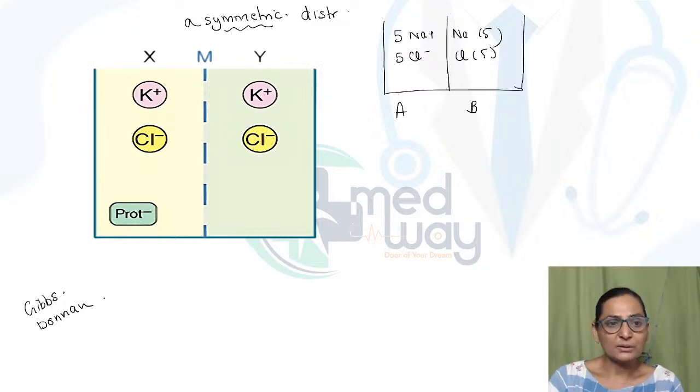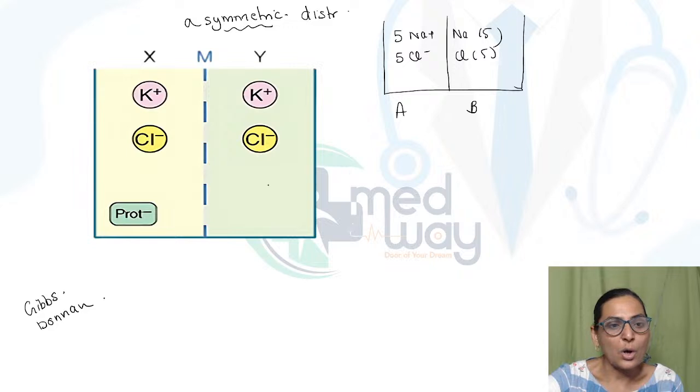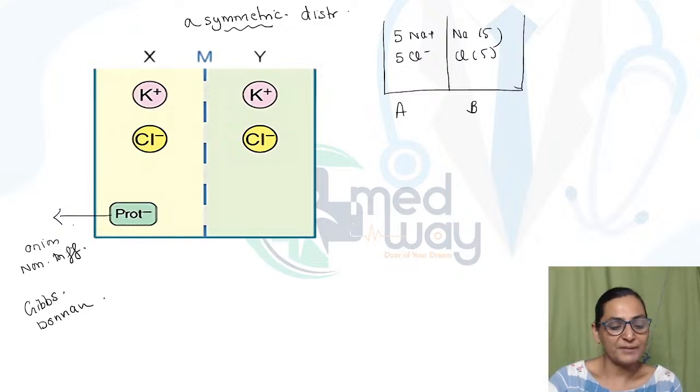But this is not the condition with our cells, with the ICF and the ECF in our cells. This is not the condition, because inside the cell we have got non-diffusible anions that are proteins. They are anions and they are non-diffusible. That means once they are inside the cell, they cannot move out.